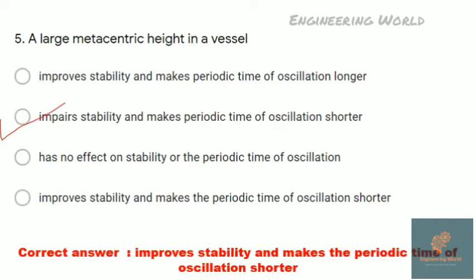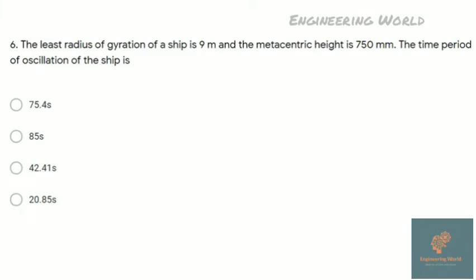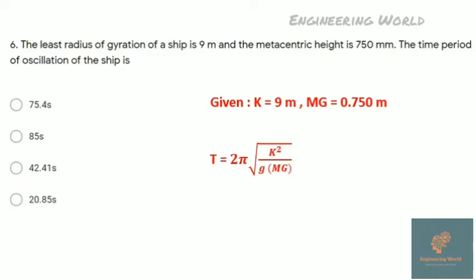Then the next question is: the least radius of gyration of a ship is 9 meter and metacentric height is 750 mm. The time period of oscillation of the ship is. Given that radius of gyration is 9 meter, metacentric height GM is 0.75 meter. The formula is T is equal to 2 pi root of k square upon g times GM, where g is the acceleration due to gravity. So by putting values in this formula, we get the answer as 20.85 second. G is the center of gravity.